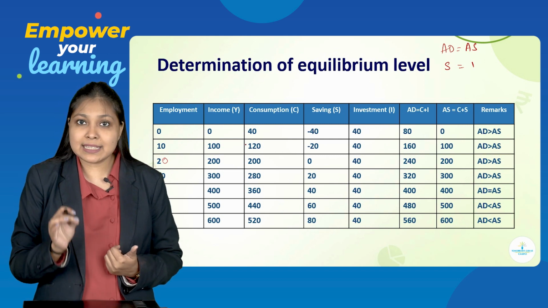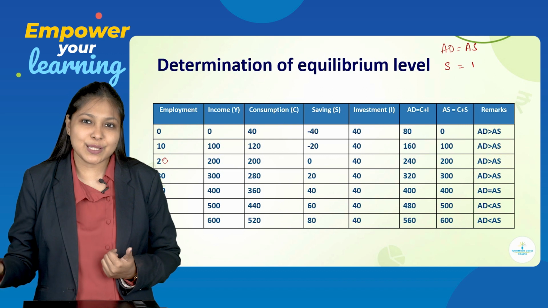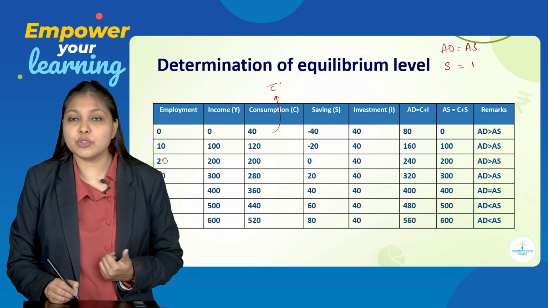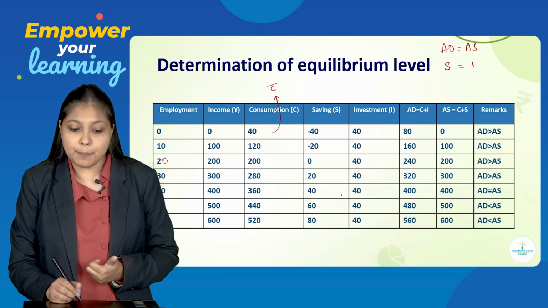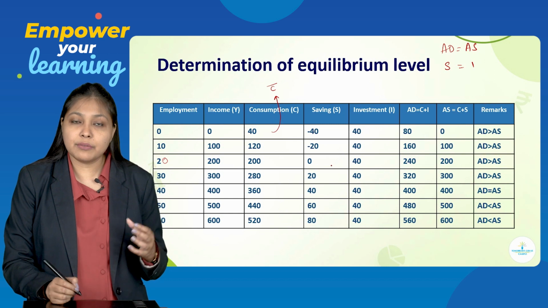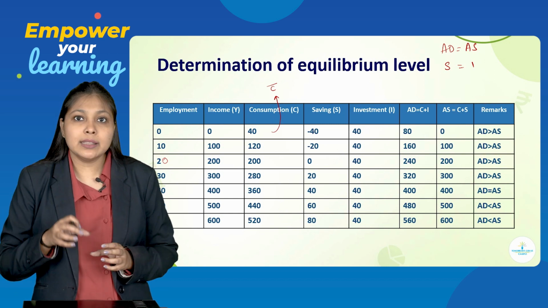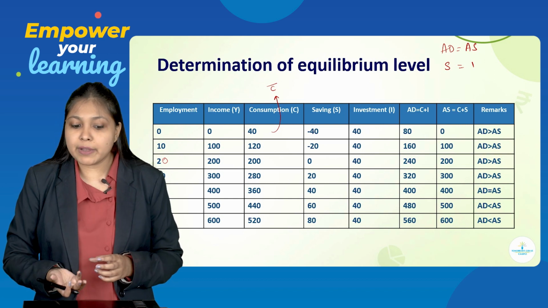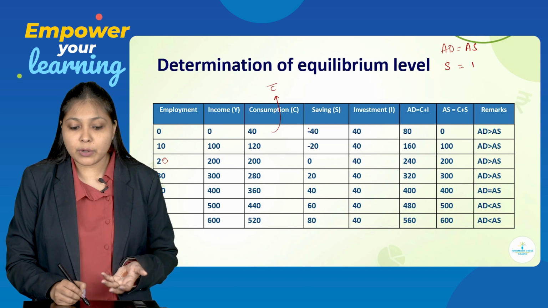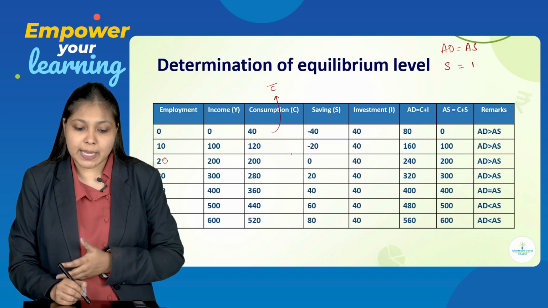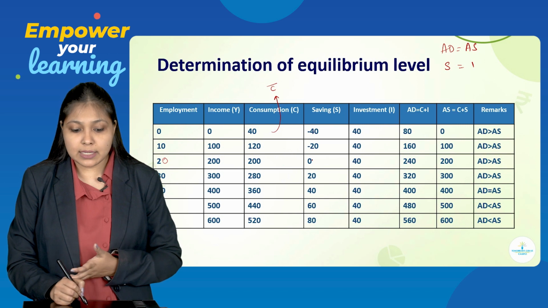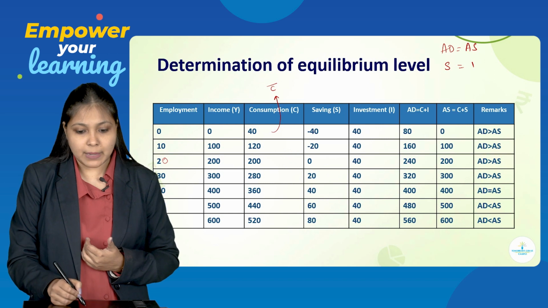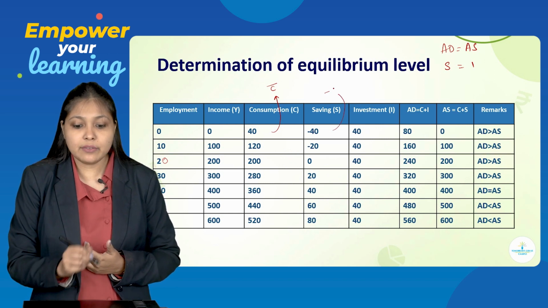So basically here we can see that when the income level is 0, consumption is 40 units. And this kind of consumption is called autonomous consumption, which is represented as C bar. Coming to savings, when income is consumed, then the remaining part of the income will go for savings. So that is how you will find out the savings. 0 minus 40 is minus 40, 100 minus 120 is minus 20, 200 minus 200 is 0, 300 minus 280 is 20, 40, 60 and 80. Minus 40, that means negative savings.